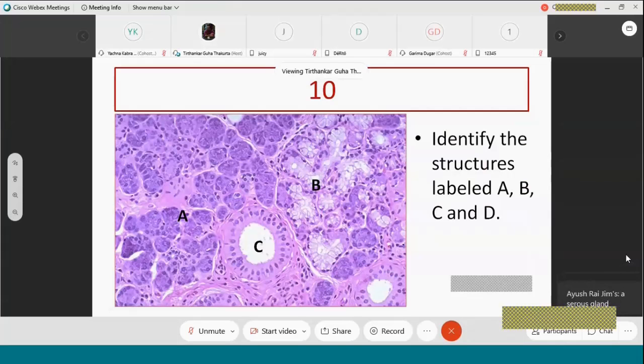Wonderful. So A is a cluster of cells that stain darkly, so it is probably a cluster of serous gland, and each round structure is an acinus. B also represents acini of glands, but these glands have pale cells, so they probably represent the mucous glands.